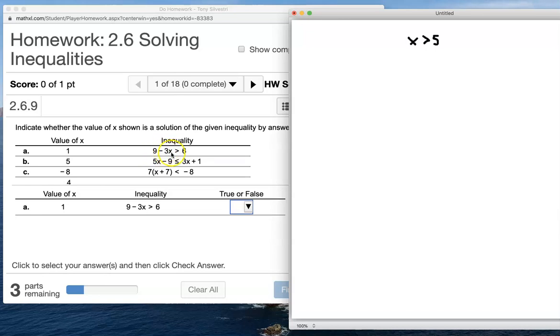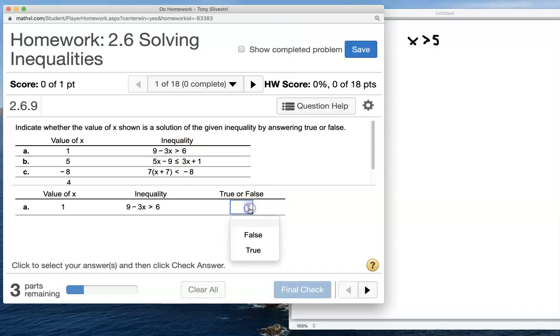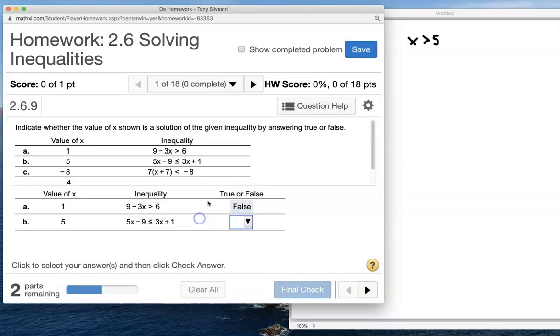Okay, if I plug in 1, 3 times 1 is 3. You have to do your multiplications first. 9 minus 3 is 6. Is 6 greater than 6? Nope, not true. False. Final check. Okay, fantastic.